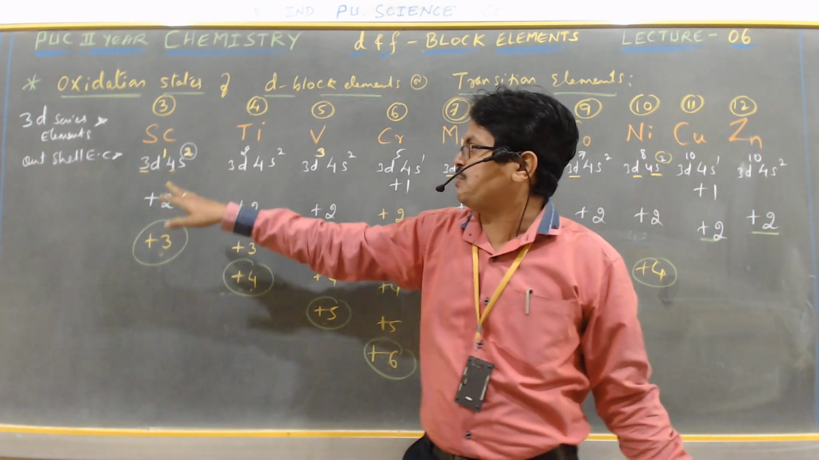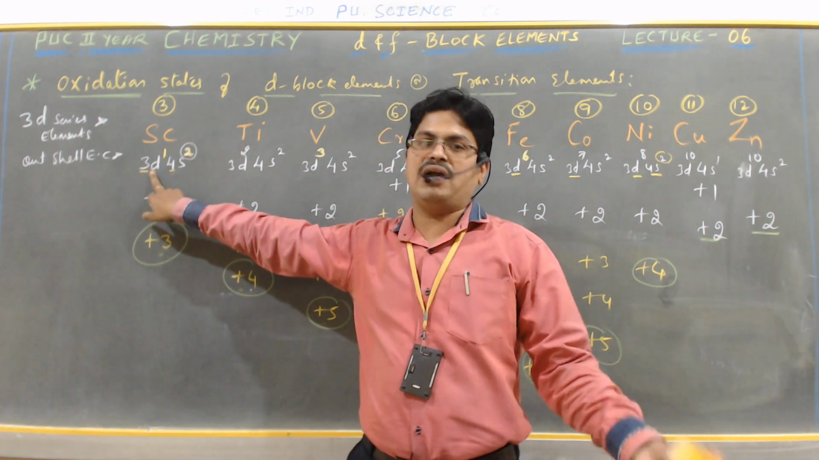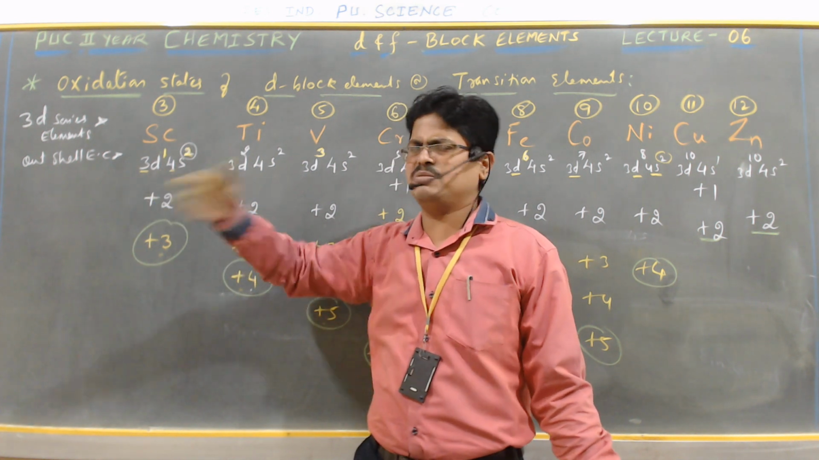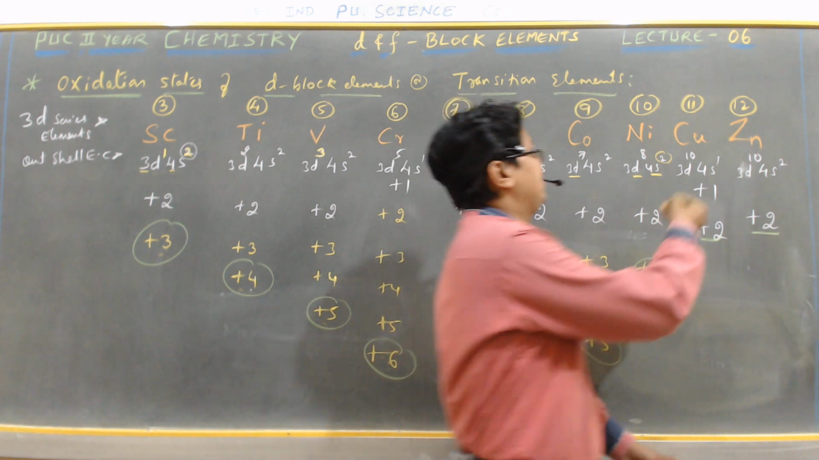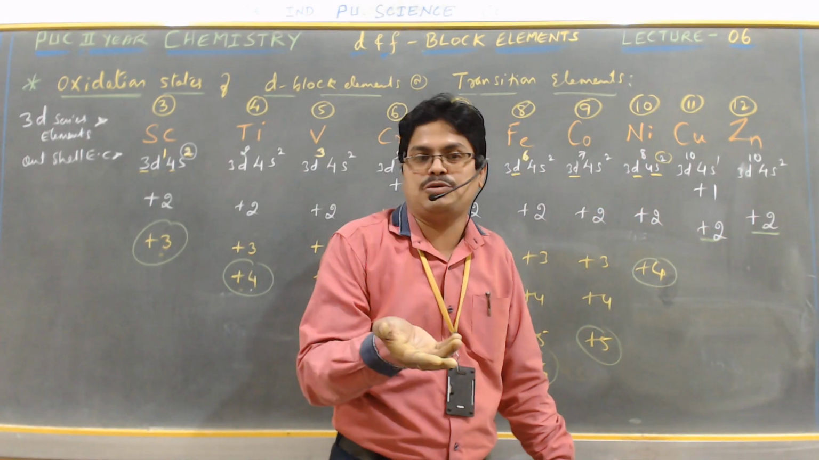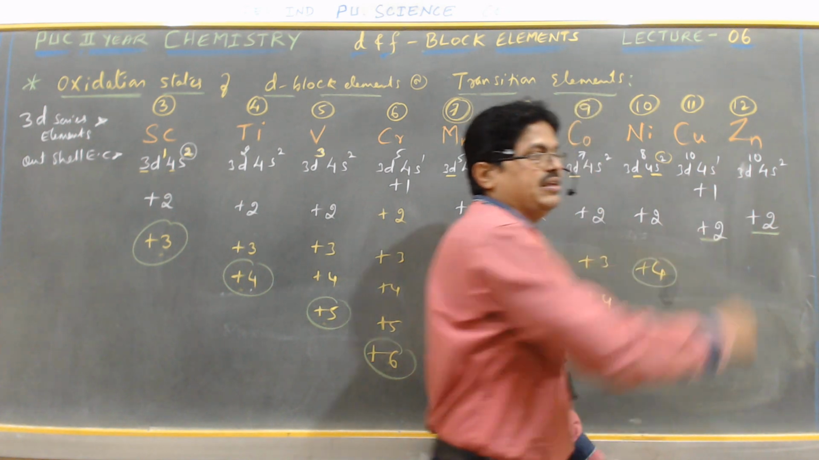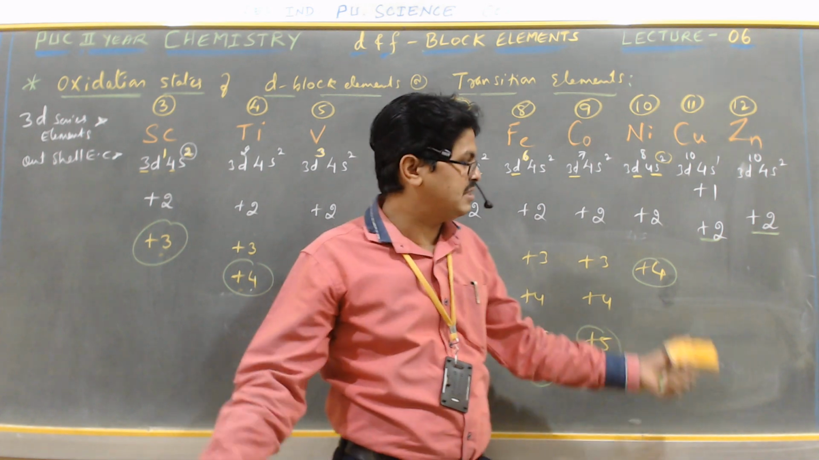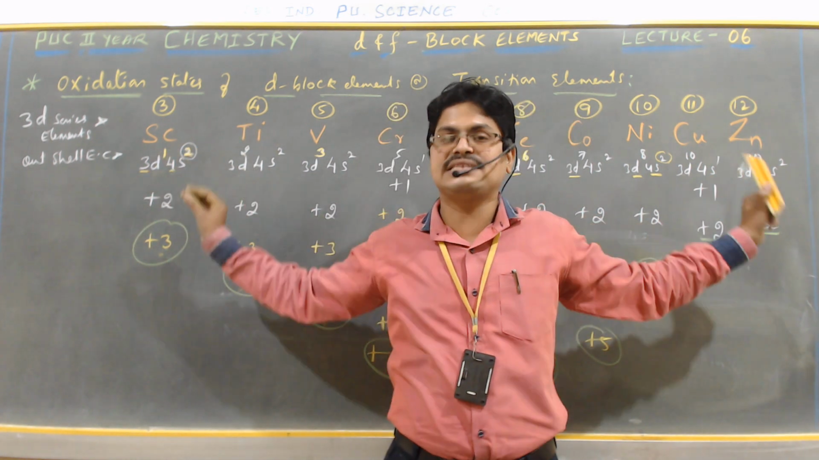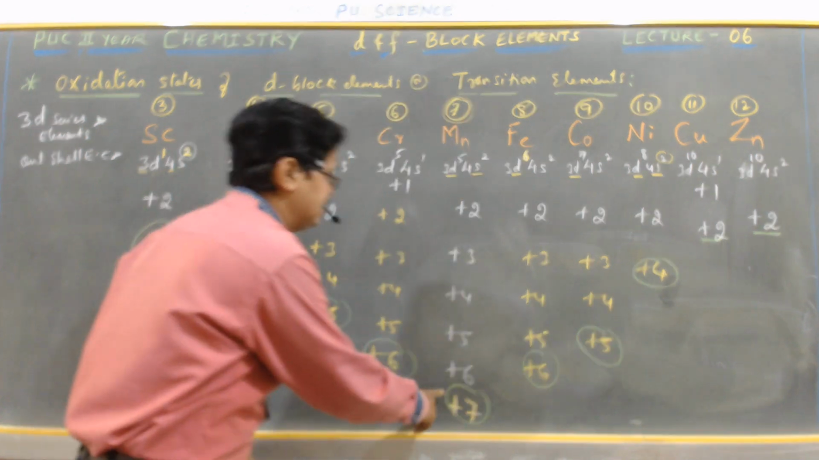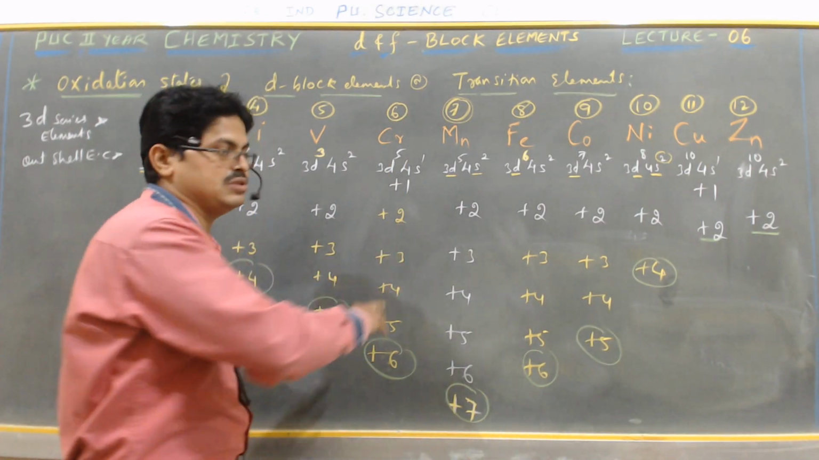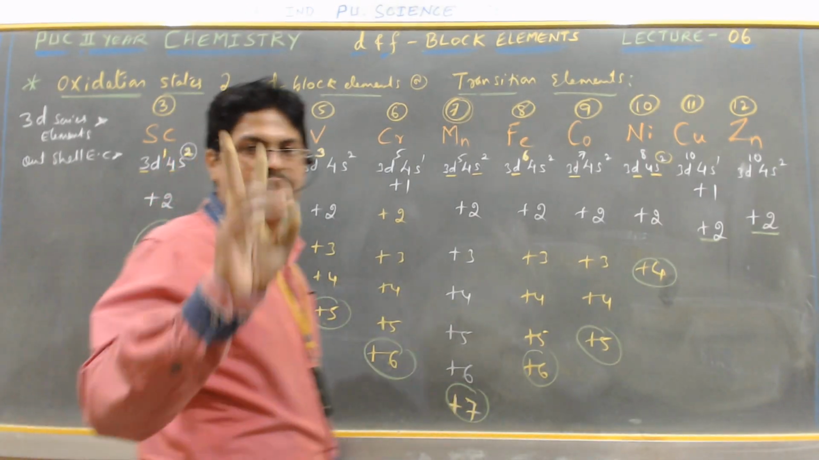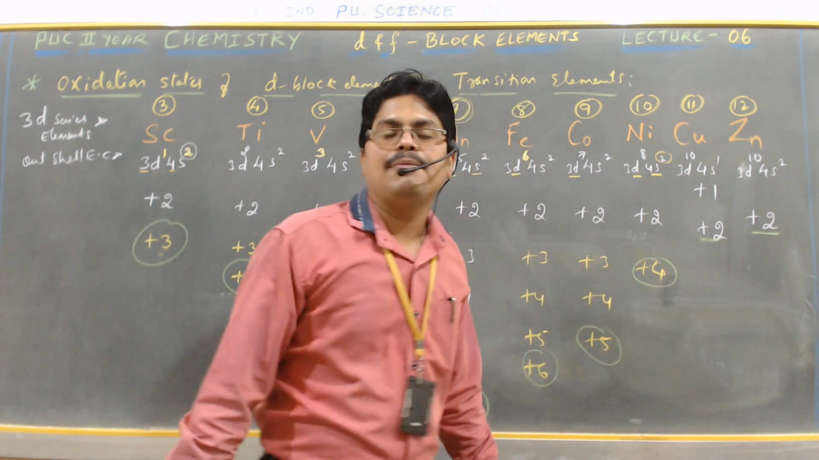What is the reason? Because of the unavailability or lesser availability of d electrons; there is a smaller number of electrons in the d orbital. Another reason is the larger number of d electrons, because they are paired, so they are not involved in bonding. That is why at the two extreme ends they exhibit lower oxidation states, but in the middle they exhibit higher oxidation states, due to the availability of unpaired electrons in the d orbital. Point number 3.